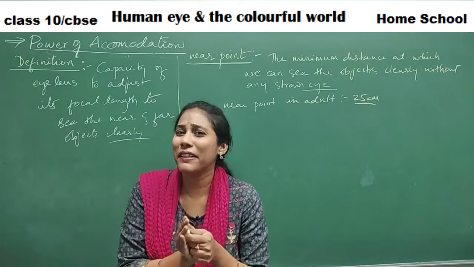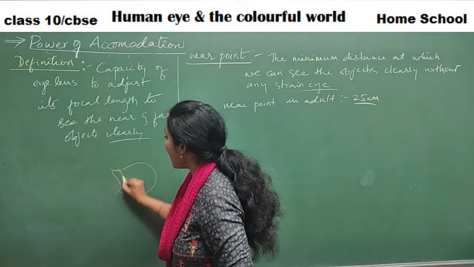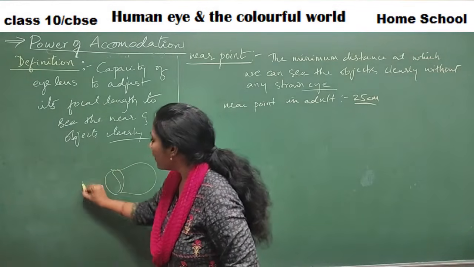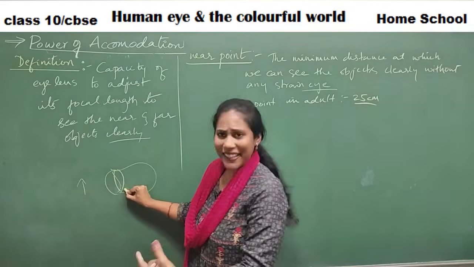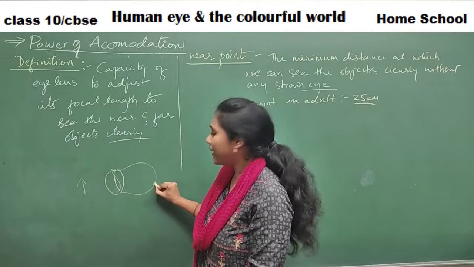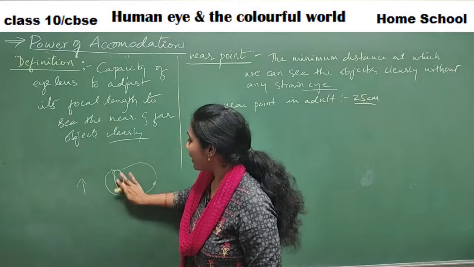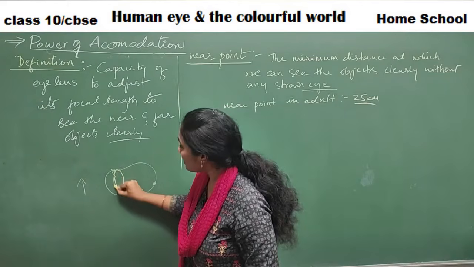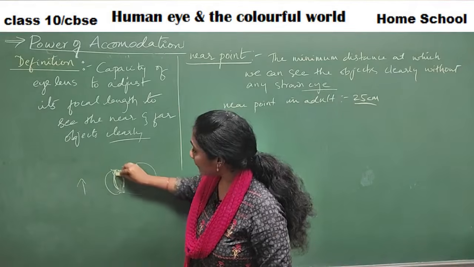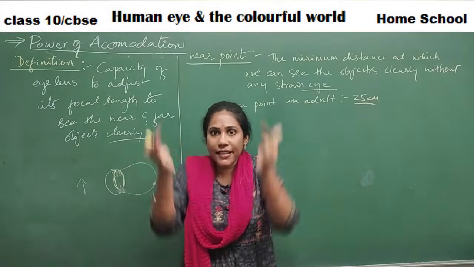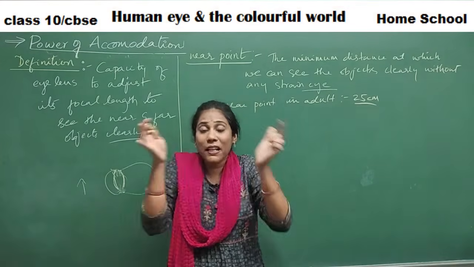So why is this happening? Just now we have studied, if this is our lens, this is our cornea, when you keep the object very near, somehow the eye lens adjusts its focal length so that you get the image on retina, right? Whenever you keep an object very near, the lens becomes very thick. That means the ciliary muscles compress the lens. When you compress it, the curvature of the lens increases, and the lens becomes thicker.